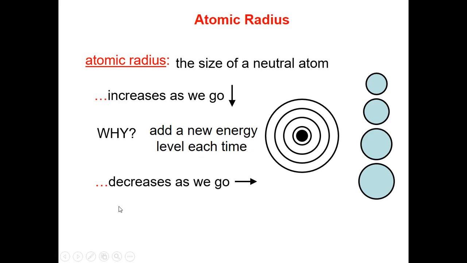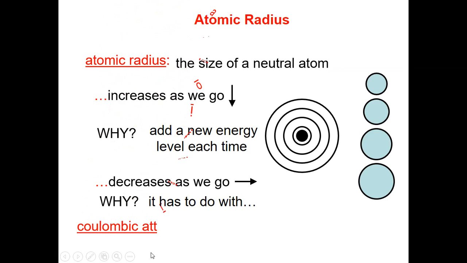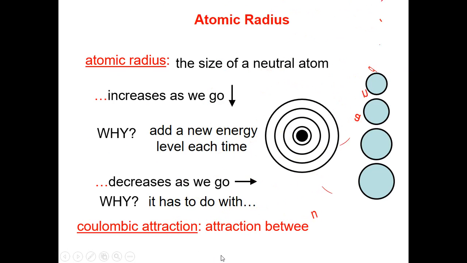However, the radius going across a period, going from left to right, is a little bit more unclear to students, the reason behind that. And we're going to be spending more time on that. So as we go across from left to right, the radius is decreasing. And this is because of something called Coulombic attraction, the attraction between the positive and negative charges. And this is also increasing as we go from left to right, and we'll go over why.